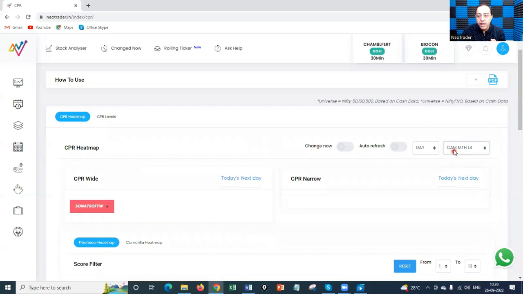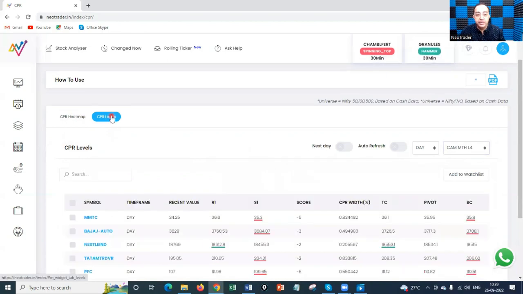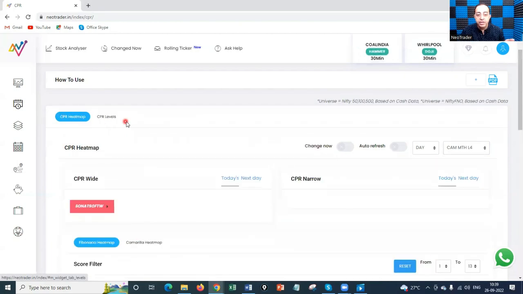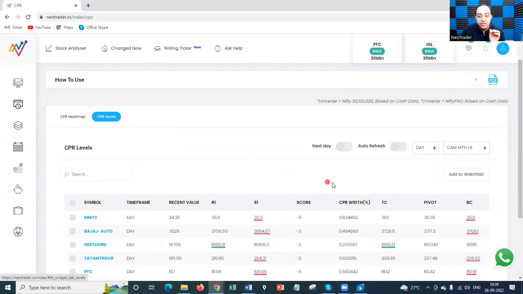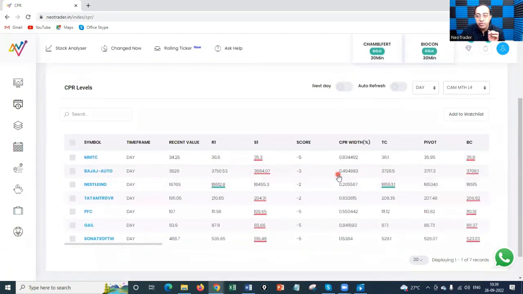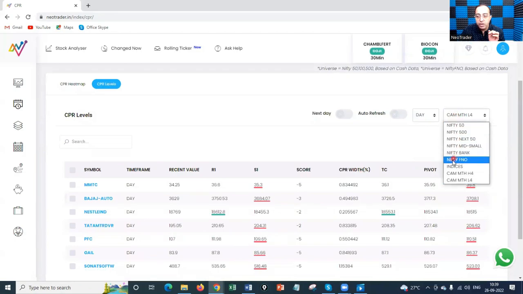And when I go here, I have got the option to do all the activities. Now, if I want the CPR levels, we also have it in the level section. So you got the heat map, which tells you on a visual basis. Now, if you want to go down to the details, the levels are available here. You can see the entire basket. In Neo Trader, we have got the Nifty 500, and in the Nifty 500, we have done the further bifurcation.